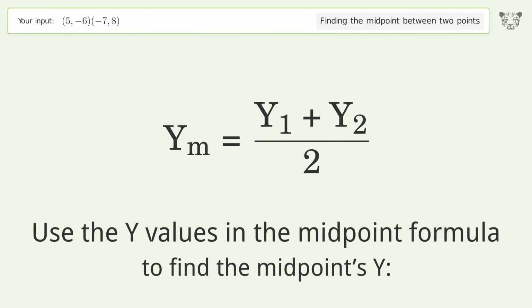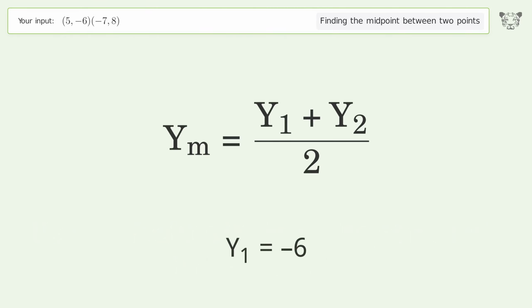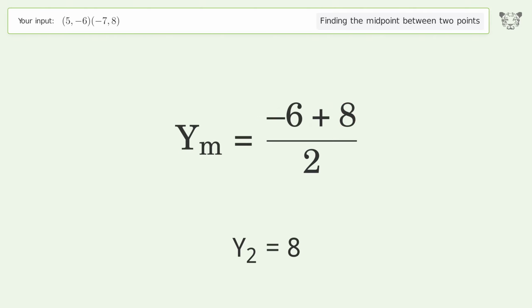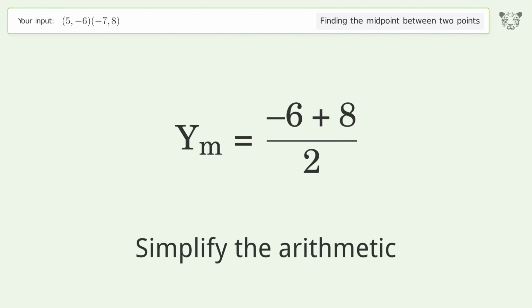Use the y values in the midpoint formula to find the midpoints y. y1 equals -6. y2 equals 8. Simplify the arithmetic.